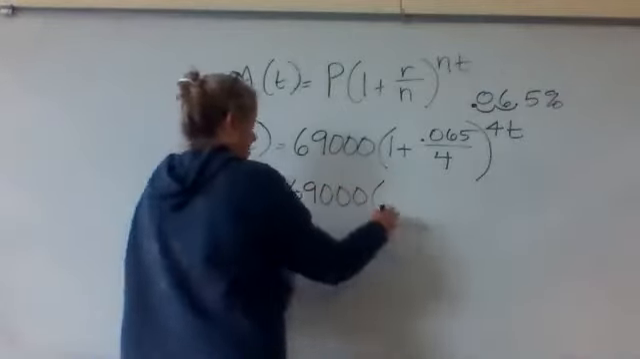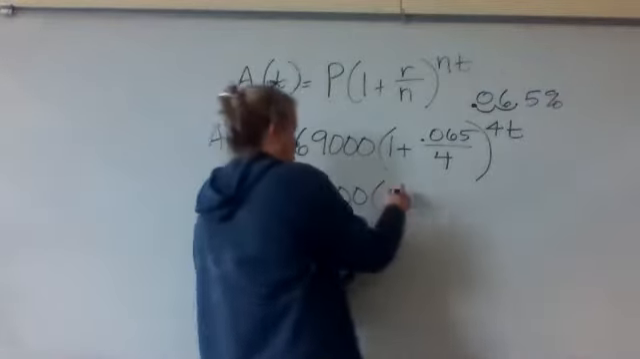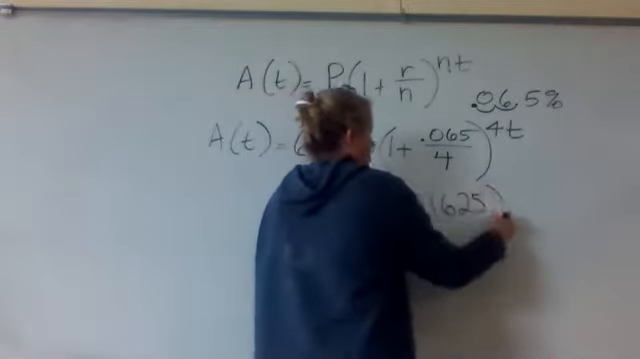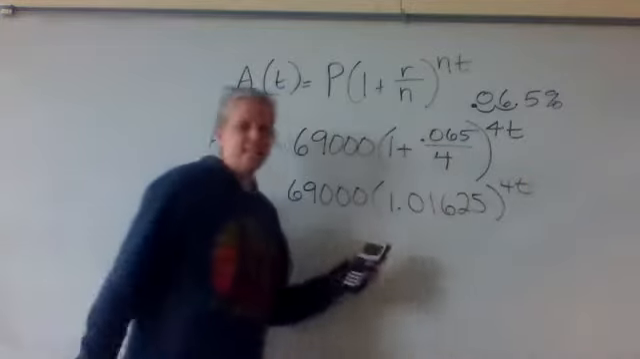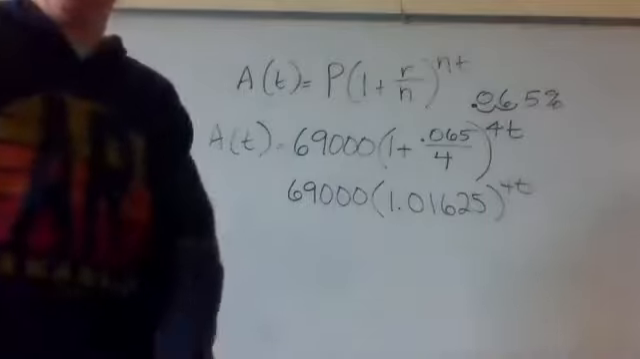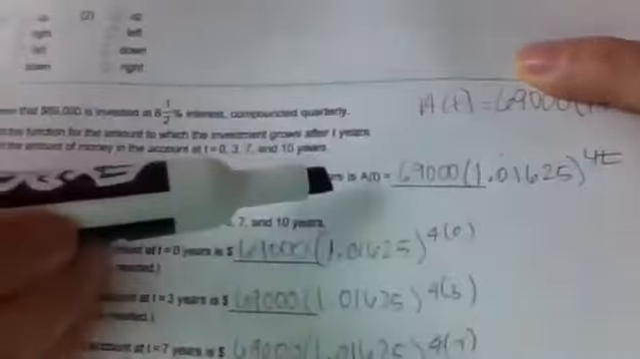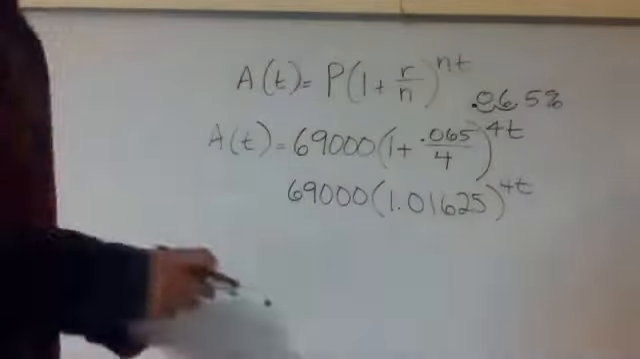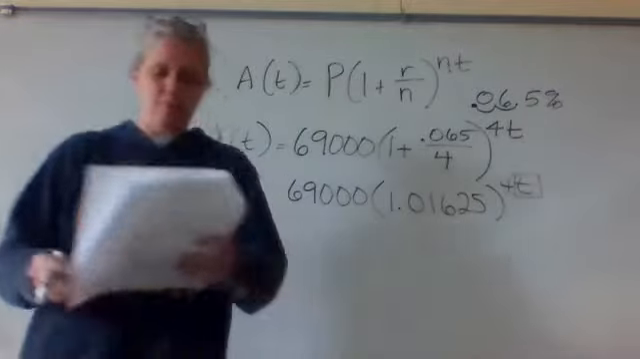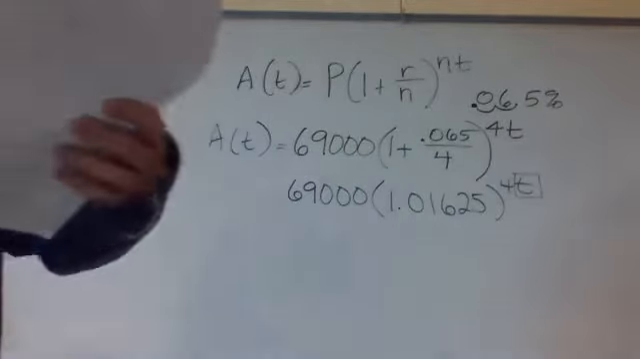So 69,000, and in parentheses you have 1.01625 to the 4t. That's the first part of your answer that you're going to put in the A spot, right here, the function. Now, this t is your variable that changes for each part of the problem, depending on how many years there are.